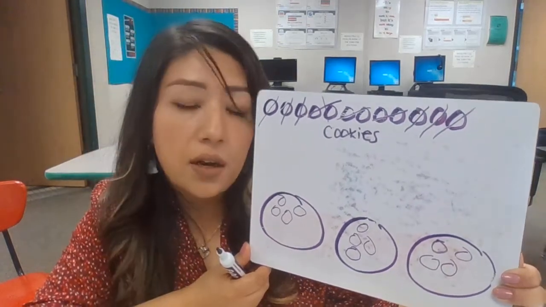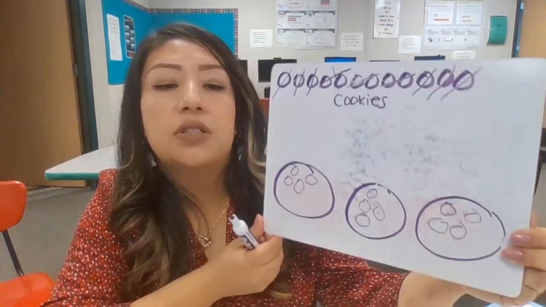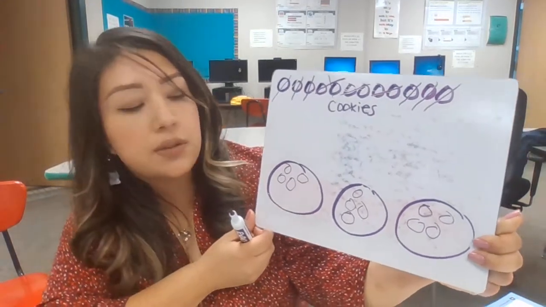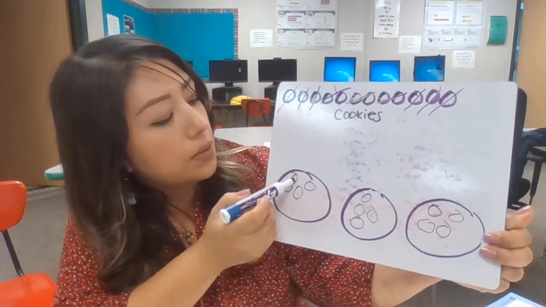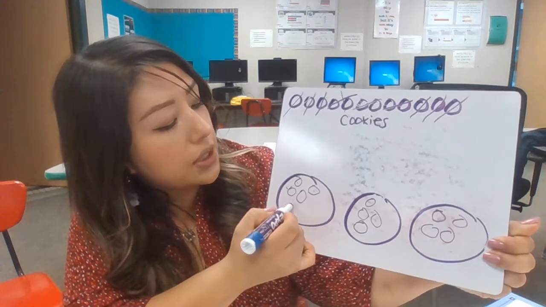And now we can see that all the cookies have been crossed off and each child, let's go back and check, each child has the same amount of cookies. So 1, 2, 3, 4. This child has 4.